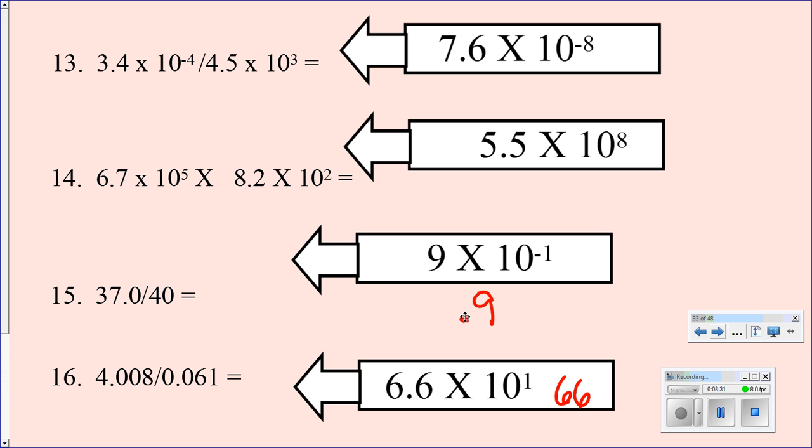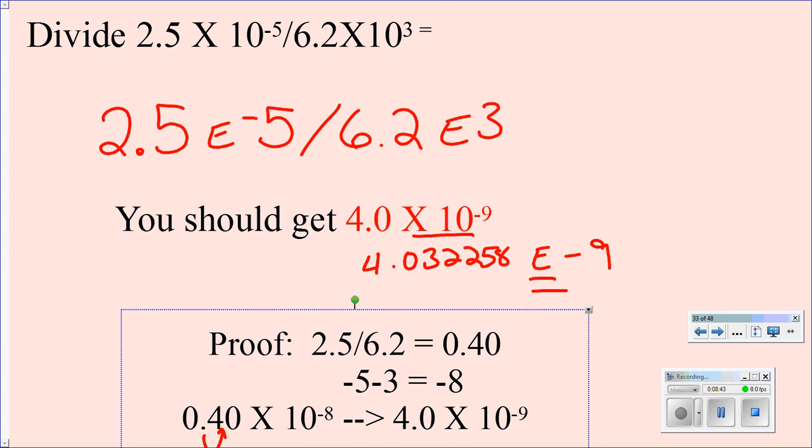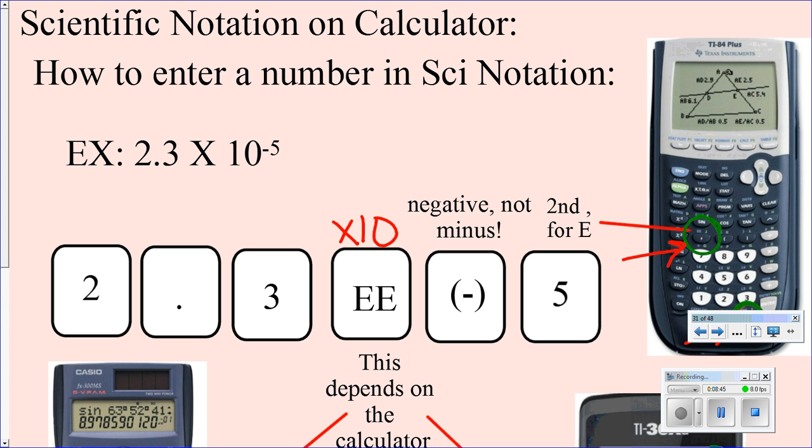If you're still struggling with using your calculator to solve these, what you really need to keep in mind is you're not using times 10 to the, you're not using the caret button. You need to go back and really follow these steps exactly. Be very cautious about the negative button versus the minus and all that kind of stuff. You do need to be able to properly put these into your calculator. It's going to become important down the line.